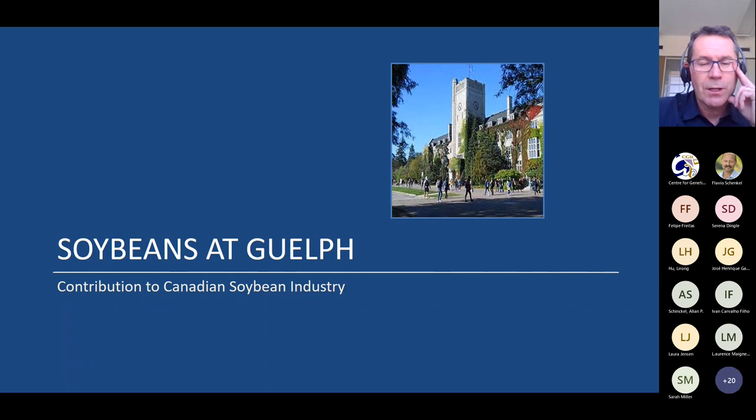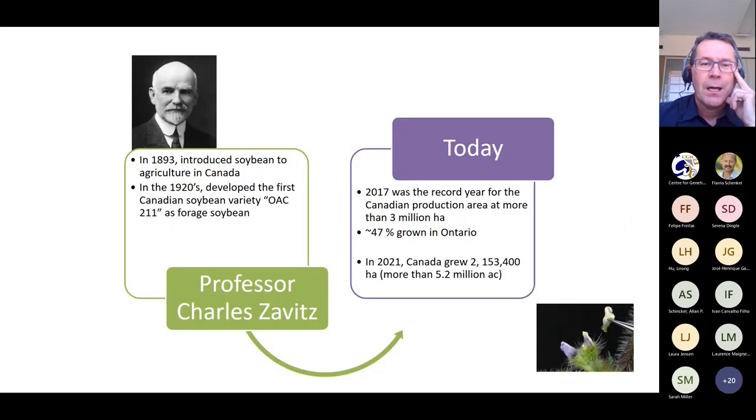So switching to soybeans at Guelph and the contribution that the University of Guelph has made to soybean introduction and expansion in Canada. First of all, most of you are familiar with or have heard the name Charles Zavitz Hall because it is right here on campus and close to the Branion Plaza. So Zavitz Hall was named after the professor, Charles Zavitz, who started working in the Ontario Agricultural College in the 19th century and was truly a pioneer and a very innovative professor and farmer who brought and developed different species, adapting them for growing in Canada through his work. So he's credited with bringing soybeans to Canada in 1893.